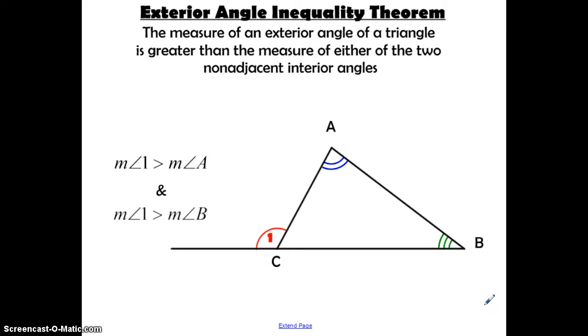The exterior angle inequality theorem says that the measure of an exterior angle of a triangle is greater than the measure of either of the two non-adjacent interior angles. So remember, in Unit 4 we talked about how the measure of angle 1 is equal to the measure of angle A plus the measure of angle B. So since 1 has to equal A plus B, we can say separately that 1 is definitely bigger than A, and angle 1 is definitely bigger than the measure of angle B.